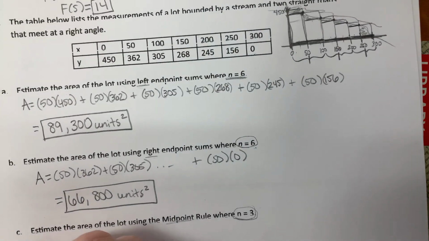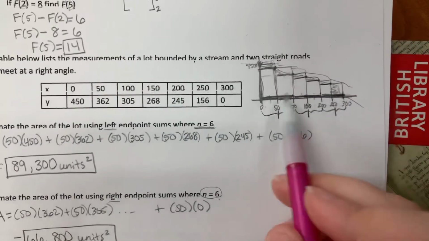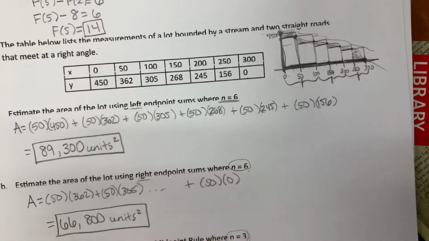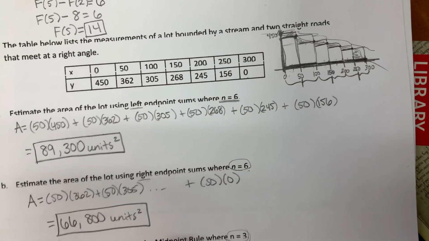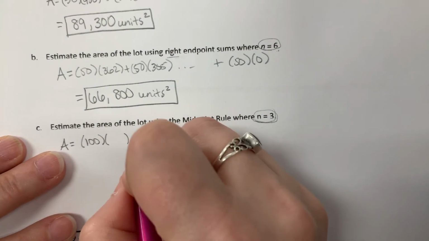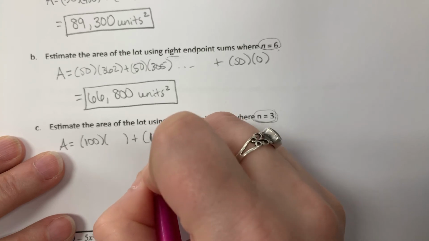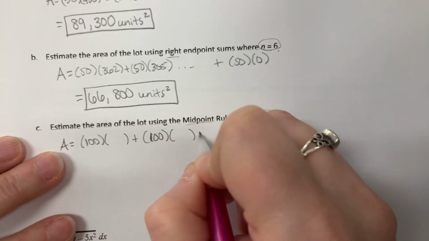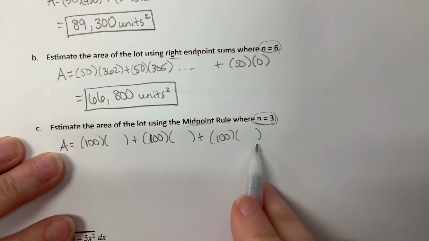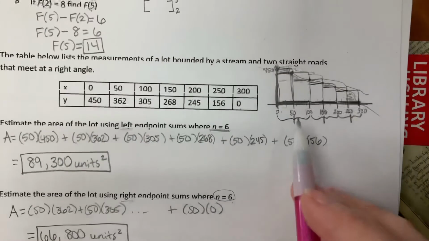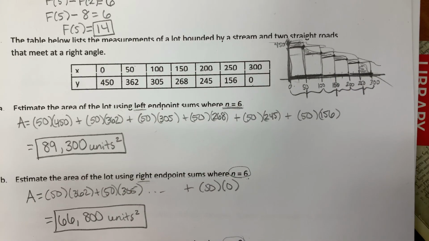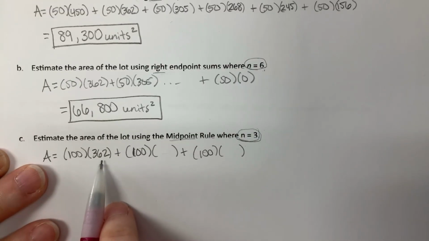Okay. So my area in this case is going to be, what's my base on every one of these? It's 100 across. So I've got 100 times whatever my height is going to be. So I'm going to leave that blank for a second. And then I'm going to have another 100 times a height, and then another 100 times a height, because I have 3 subintervals on this one. So my first one was at 50. F of 50 was 362. So that's what I'm putting in for my first height.